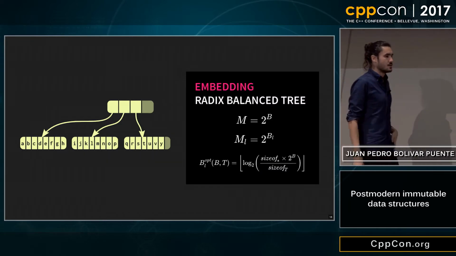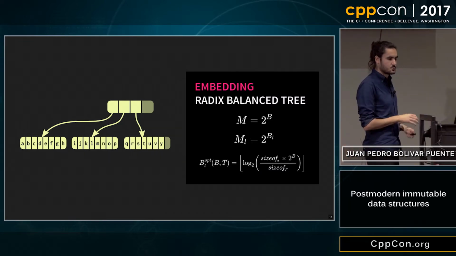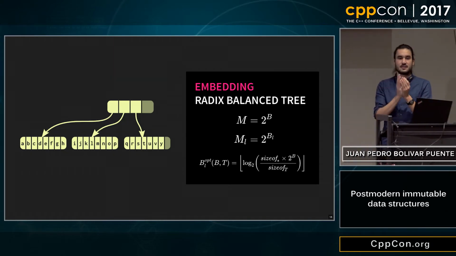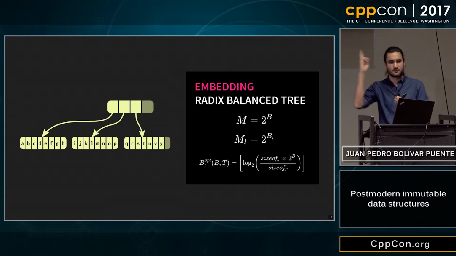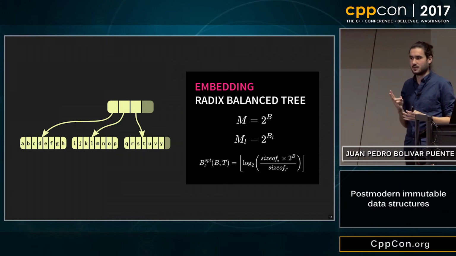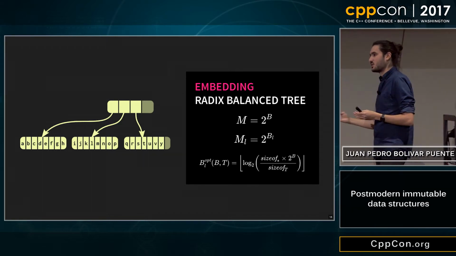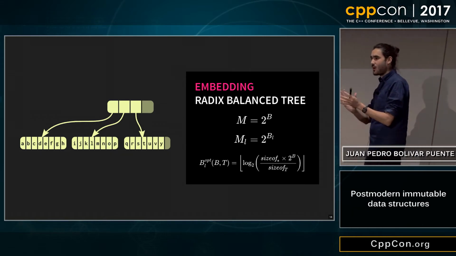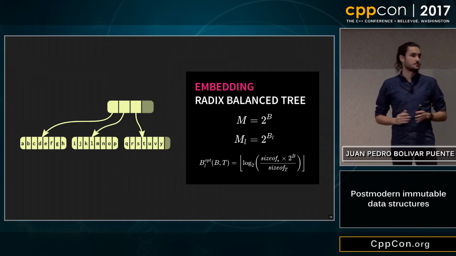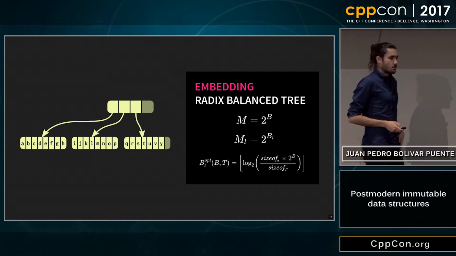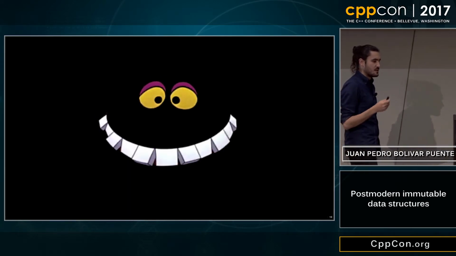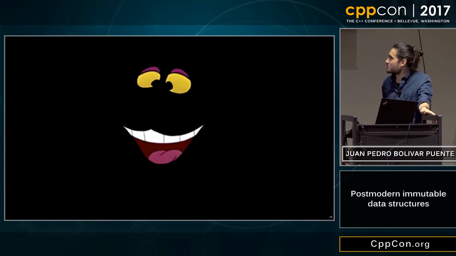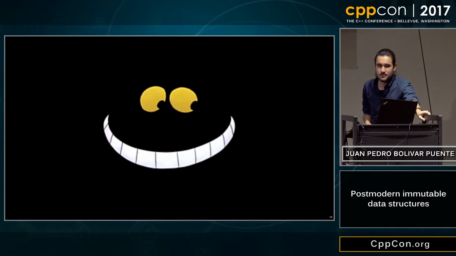And this is what I call the embedding radix balanced tree, which is characterized by, instead of having just one constant, as I said, two different branching factors, one for the inner nodes, another one for the leaves. The branching factor at the leaves we just compute to be as many elements as would otherwise fit in an inner node. So with this, we already achieve nice performance in general. There are still cases where things get a little bit tricky.